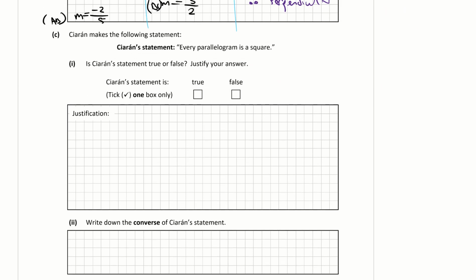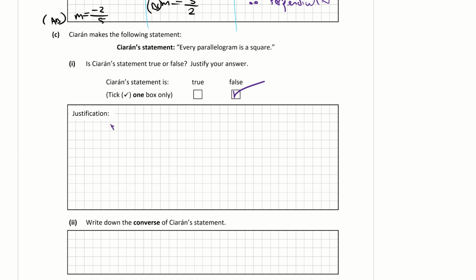Looking at part C now, Kieran makes the following statement. Kieran's statement: every parallelogram is a square. Is Kieran's statement true or false? Justify your answer. I'm going to say here that every parallelogram is surely not a square, because the rule is that a square has to have a 90 degree in it, and parallelograms do not necessarily have 90 degrees in it. So this is a parallelogram here, that this could be, say, 110 degrees, and this could be 70 degrees. So they don't have 90 degrees necessarily in it.